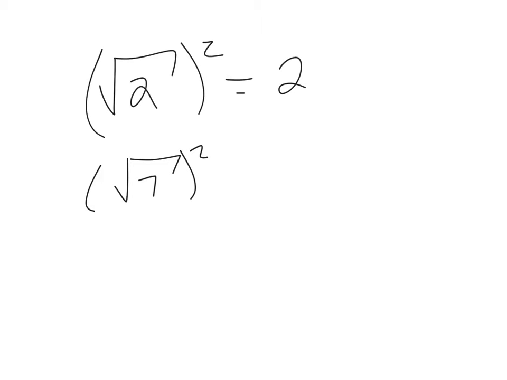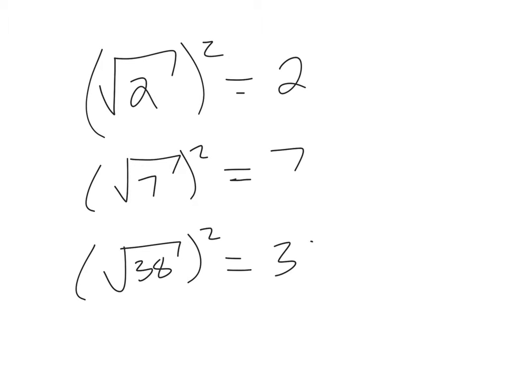All right, what's that one? 7. Right, because it's the square root of 49, which is 7. What's that one? 38. So what do you notice happens when you square a square root? They cancel out. Yeah, and you're just left with what's inside. Is that okay? Okay.